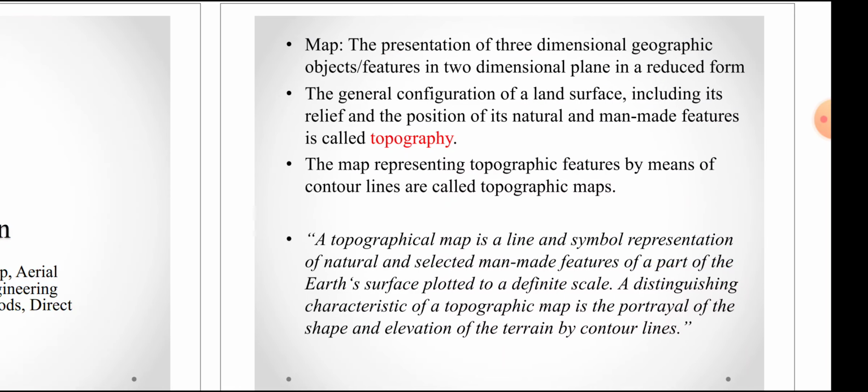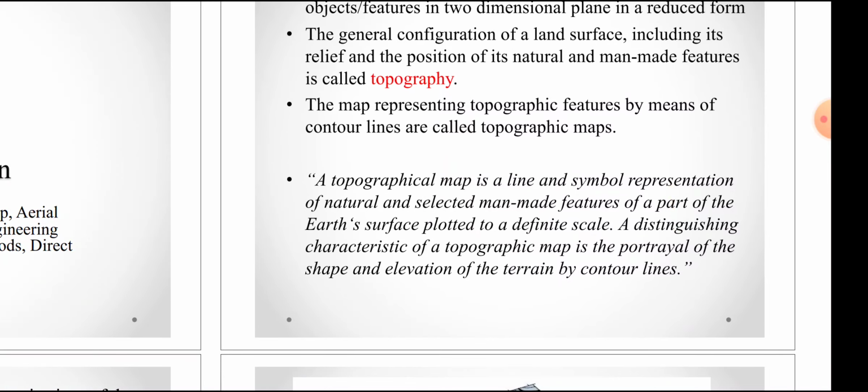Map: the presentation of three-dimensional geographic objects or features in a two-dimensional plane in a reduced form. The general configuration of a land surface, including its relief and the position of its natural and man-made features, is called topography. The map representing topographic features by means of contour lines is called a topographic map. A topographic map is a line and symbol representation of natural and selected man-made features of a part of the earth's surface, plotted to a definite scale.